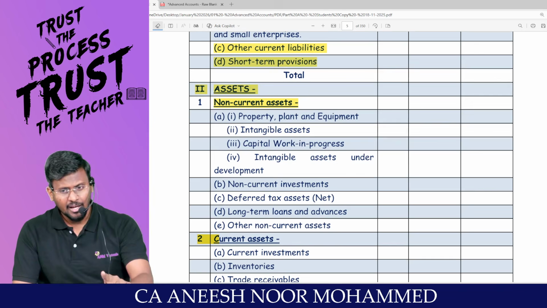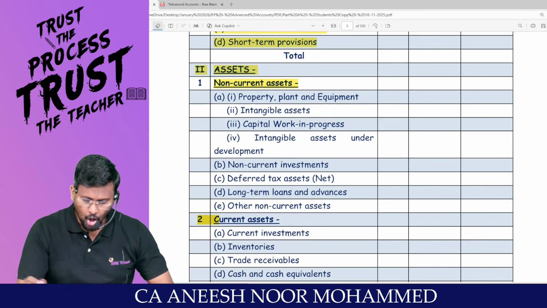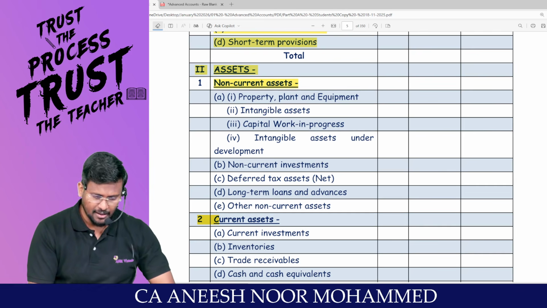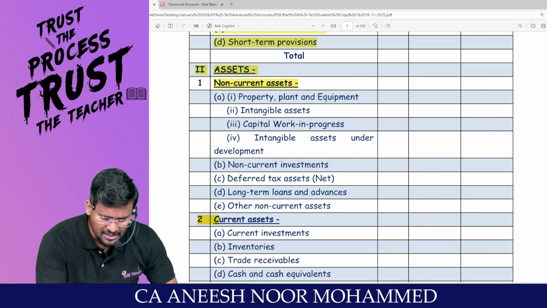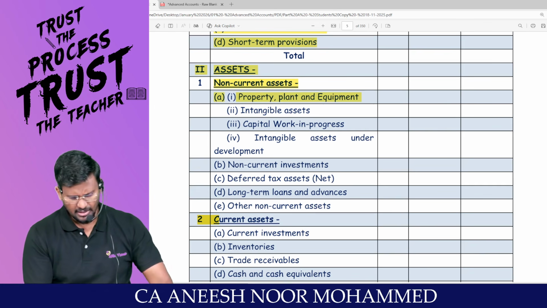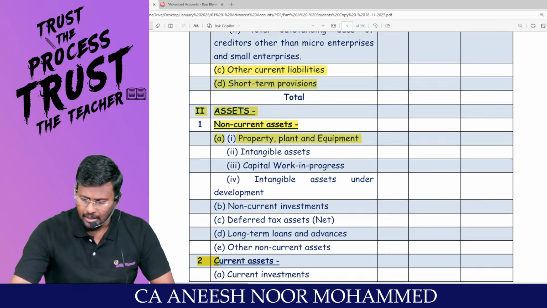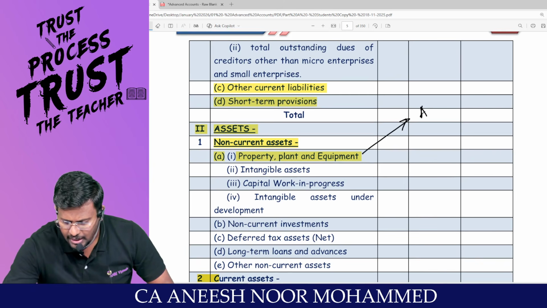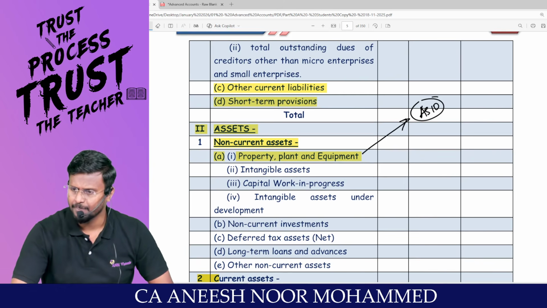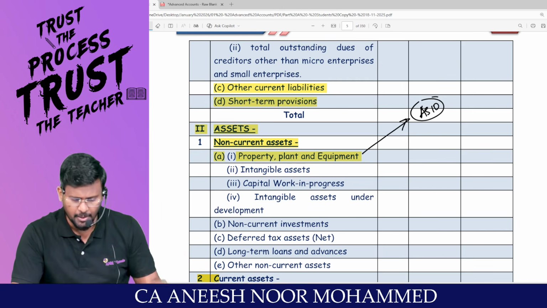Coming to the asset side of the balance sheet. We are having two kinds of assets: number one, non-current assets, and number two, current assets. In non-current assets, number one is PPE, property, plant and equipment. What PPE is, is explained by AS 10.